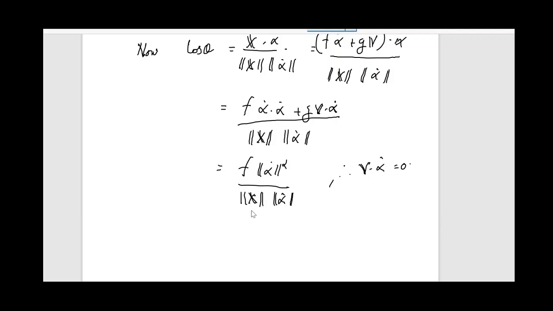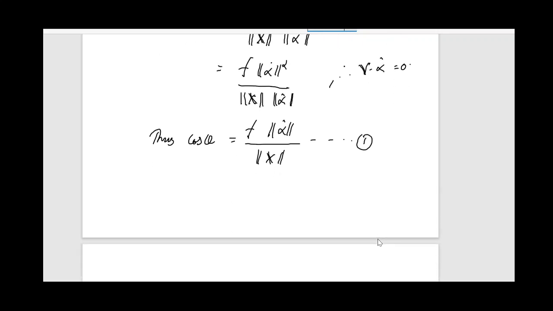So we have assumed that norm of x and the angle between these two are constant. Thus cos theta we have found as f into norm of alpha dot square by norm of x into norm of alpha dot. Some alpha dot gets cancelled. What we're getting is norm of alpha dot into f by norm of x. Call this equation 1.